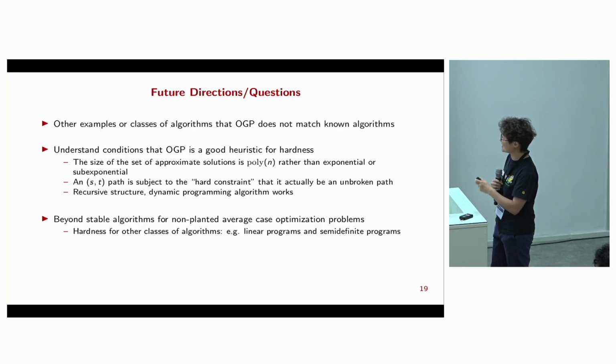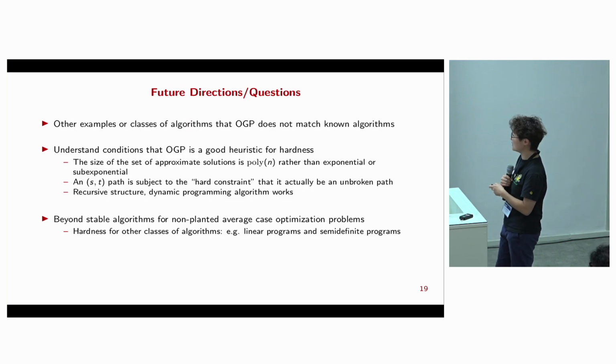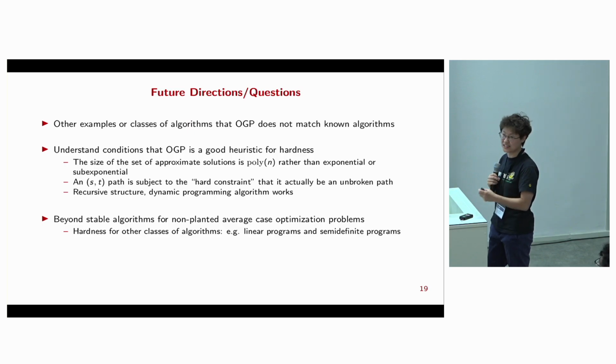Okay, so this is the last slide. Now we know that OGP is a good sense of whether stable algorithms are hard or not, but just looking at stable algorithms isn't enough. Whether there's a more appropriate sense of hardness for other classes of algorithms like linear programs or semi-definite programs would be a great future direction to think about. Okay, so that's all. Thank you so much, everyone.